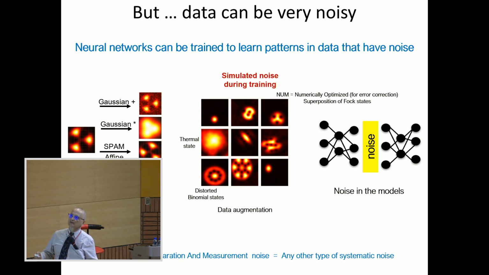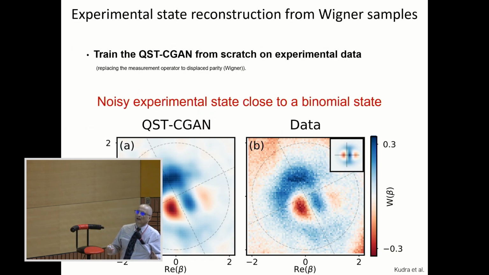Exactly, so these, you need to train them to learn patterns in data that have noise. Otherwise, the machine gets like this and says, I don't know what to do because it doesn't match the ideal case. And this is an example. This is data from Chalmers. This is noisy experimental data close to the binomial state here. There are better ones, but this slide is old. And then, in this case, replacing the measurement operator for displacement parity.